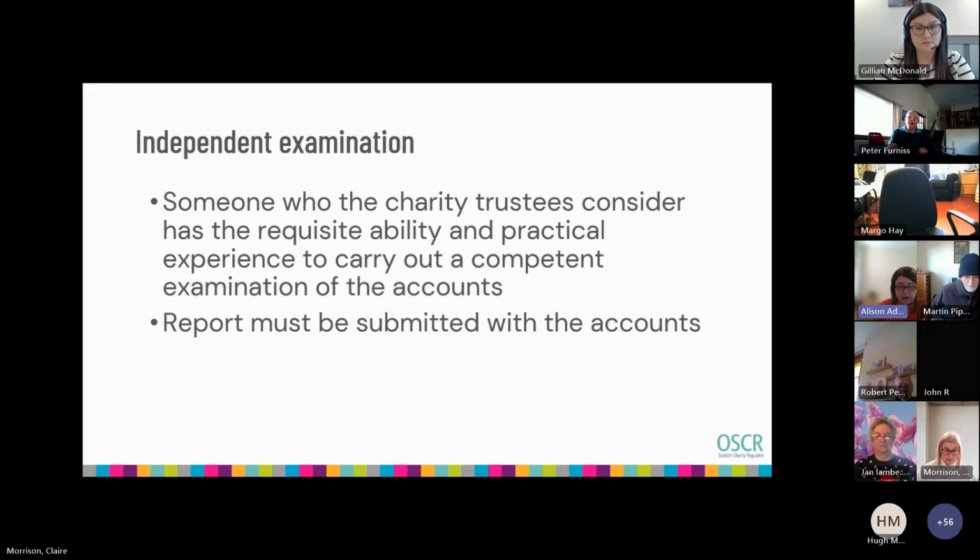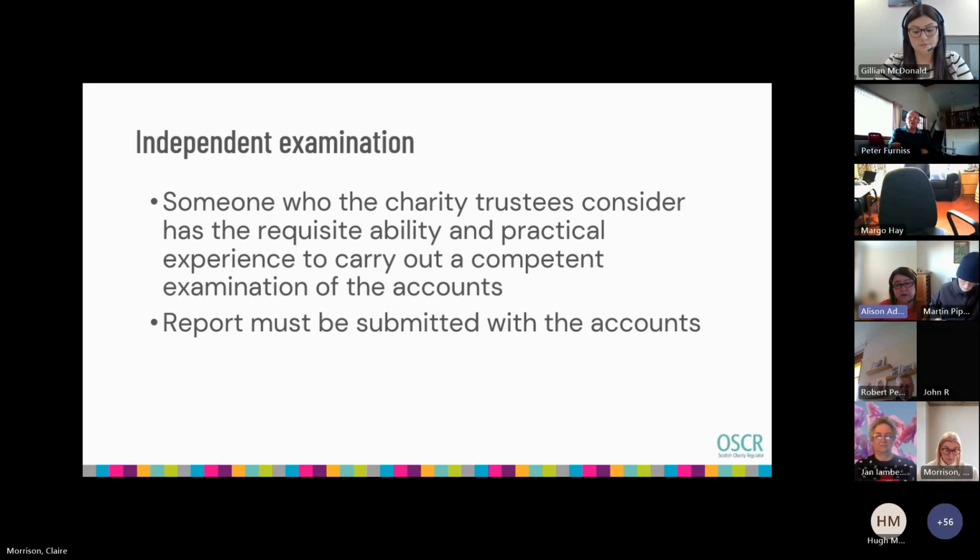There are two recognised forms of external scrutiny: independent examination and audit. Independent examination is a form of external scrutiny of accounts that has been specifically designed for smaller charities. In recognition of the size of charities to which it applies, it is a less onerous form of external scrutiny than an audit.